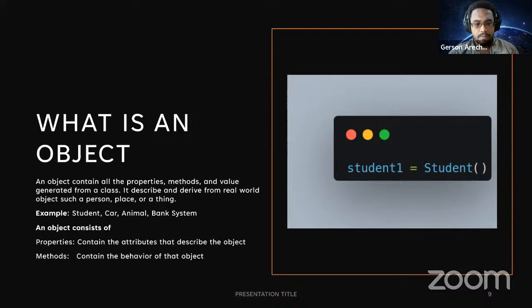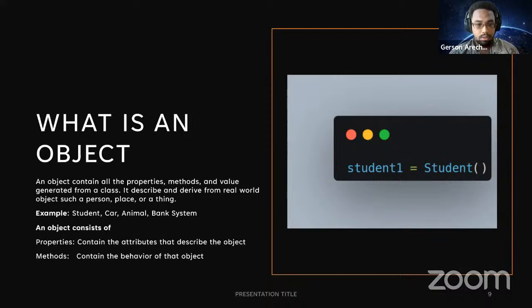And an object consists of the following. It contains properties and methods. So properties are basically what I just described. Those are attributes, and those are what describe the object. So properties contain attributes that describe the objects.